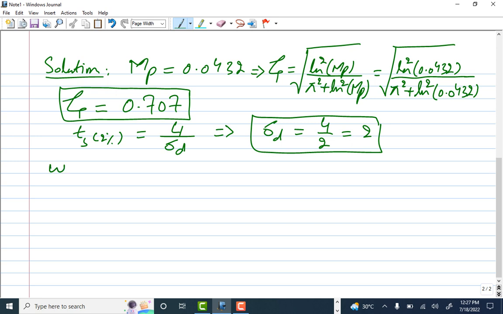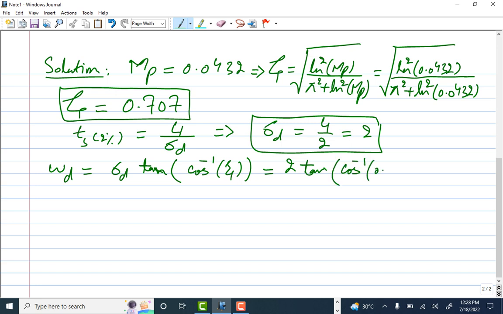Next, we have to find omega d. Omega d is sigma d times tan of theta, where theta is cos inverse of zeta, which we already calculated. Just plug in the values, that is 2 tan of cos inverse of 0.707. If I calculate the values, omega d becomes 2.